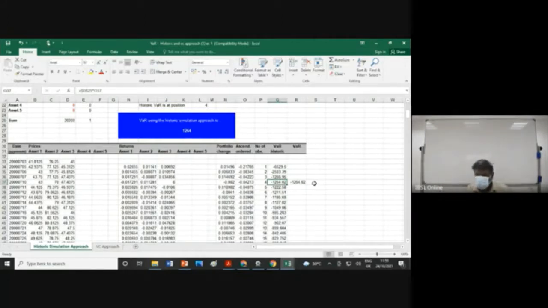So that means the maximum loss that you would incur in a particular day with 99% confidence is 1264.